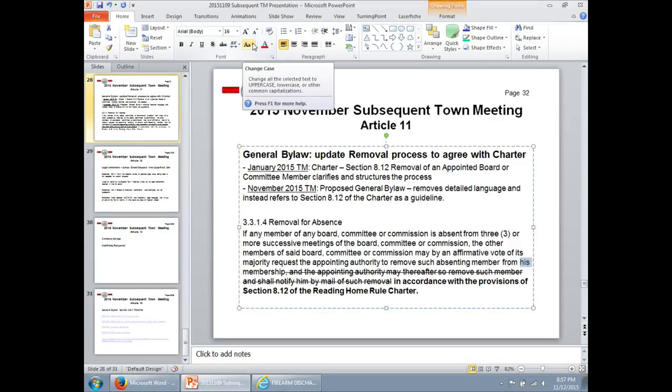I'm sorry, I don't see where you're referring. It's the fourth line down, the line that starts with appointing authority to remove such absenting member from his membership, and it should be its membership. That is actually part of the... Right, the its would not be grammatically correct. The bylaws state that anything that says his means his or hers. No, I'm not referring to that. You can't remove... Oh, you're talking about the committee itself. I see. Yes. Thank you. Such from its. Let's think about this.